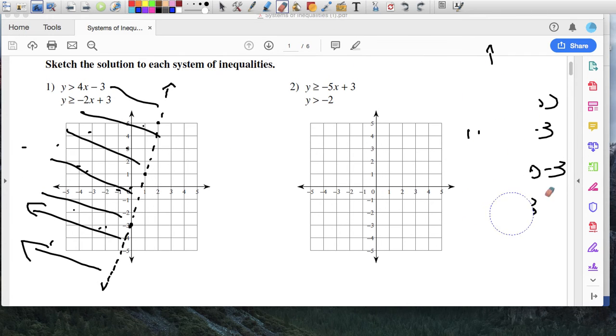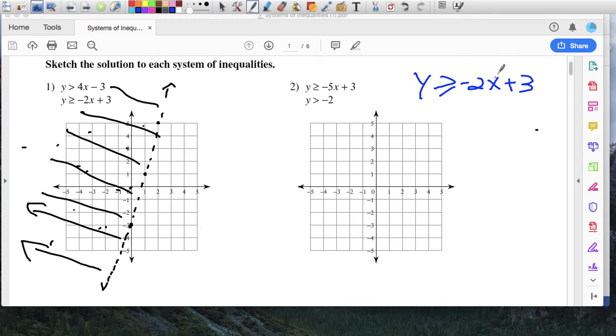Let me change colors. Okay, y greater or equal to negative 2x plus 3. It's a negative slope, so it's going to be something coming down like that. So positive 3, 1, 2, 3, this is my y-intercept. Negative 2 is my slope, so my slope is negative 2 over 1.